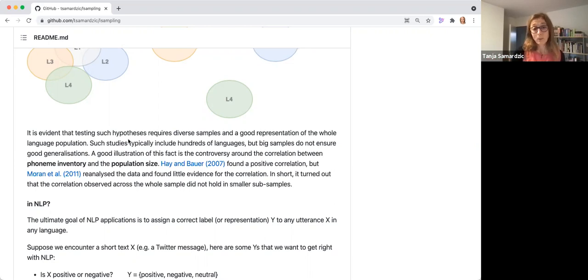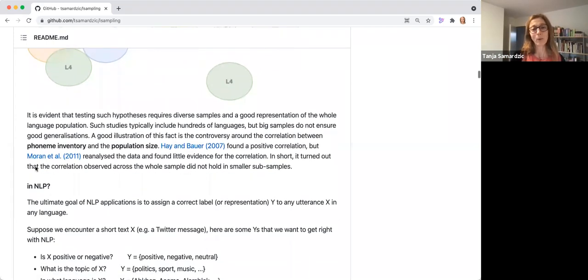But other people thought, that's really curious, interesting. And then they went on, like Moran et al., to reanalyze the data by Hay and Bauer. And they actually found much less evidence. They found very weak correlations and in different directions, right? Sometimes positive, sometimes negative. So that's not so coherent evidence.